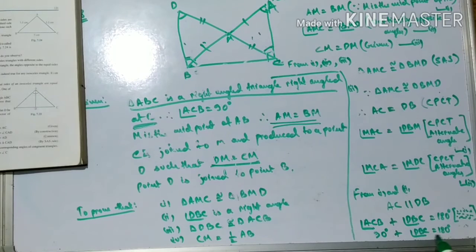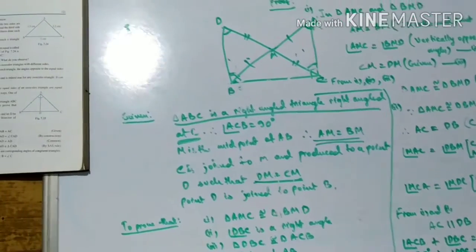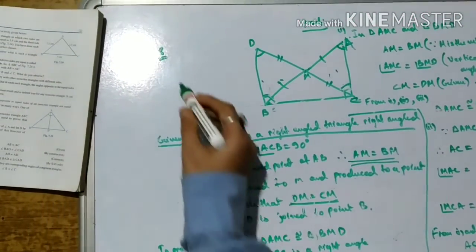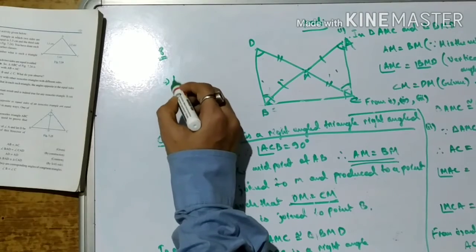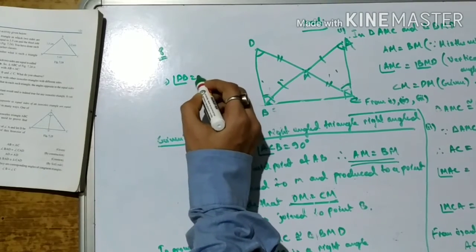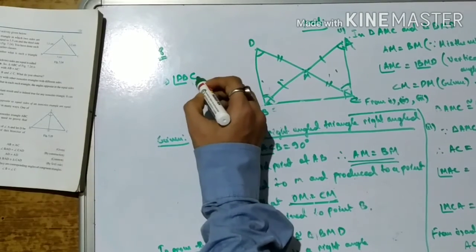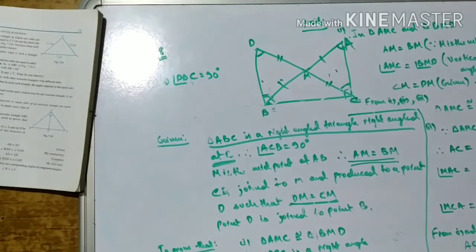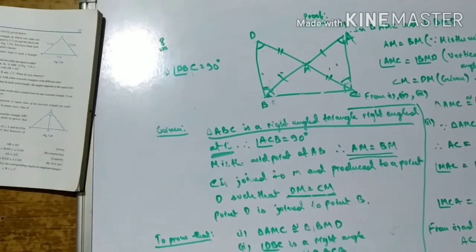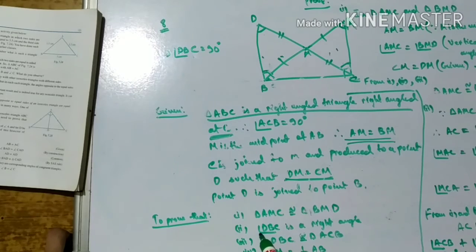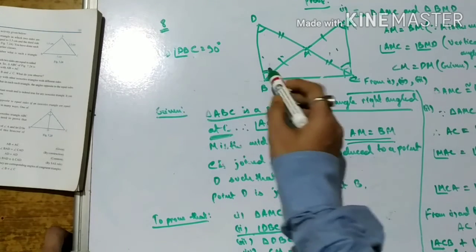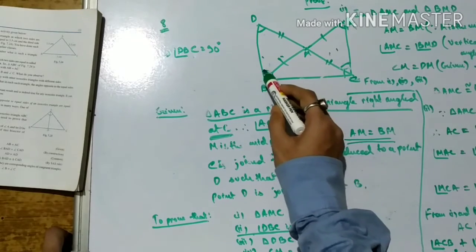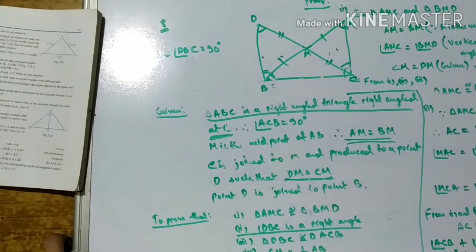So ultimately, what will I get for the DBC value? If I send 90 to that side, then 180 minus 90 becomes 90. So DBC equals 90 degrees. Understand? This is our second one proved. That one is a right angle, which I showed. Angle DBC also equals 90 degrees, I showed it.